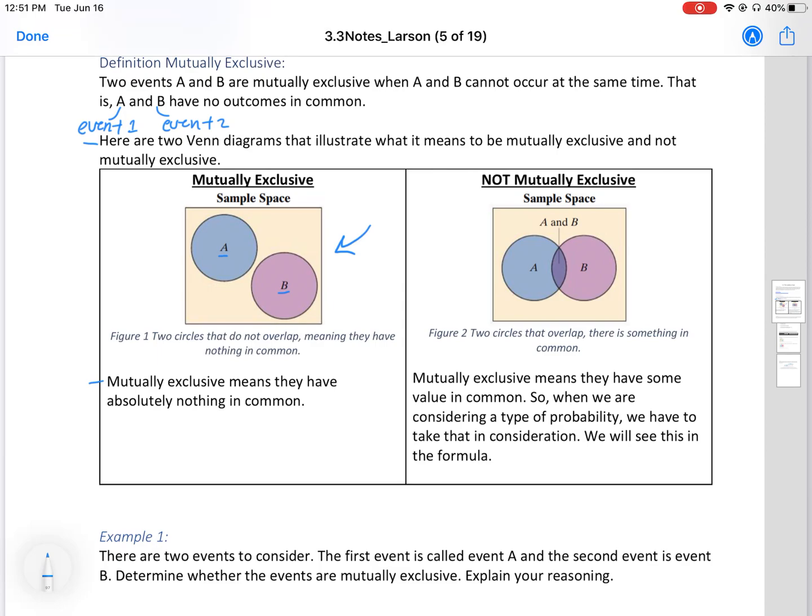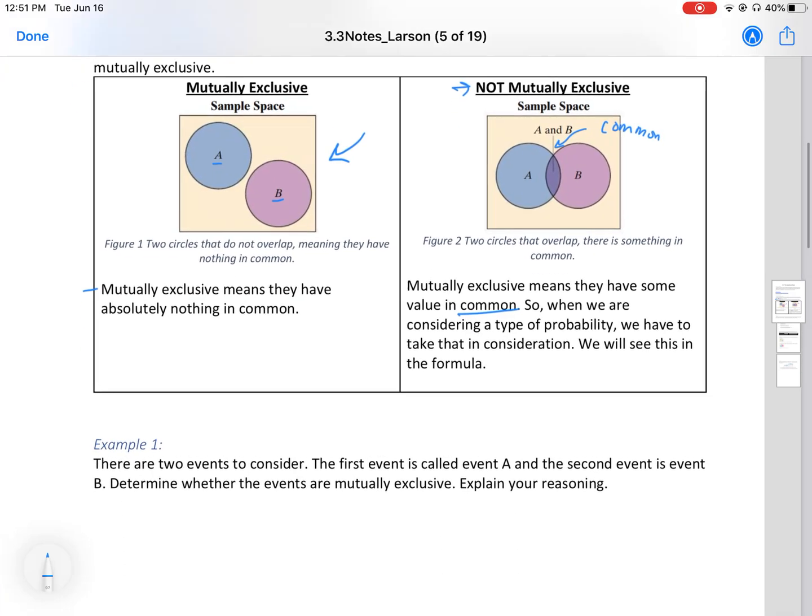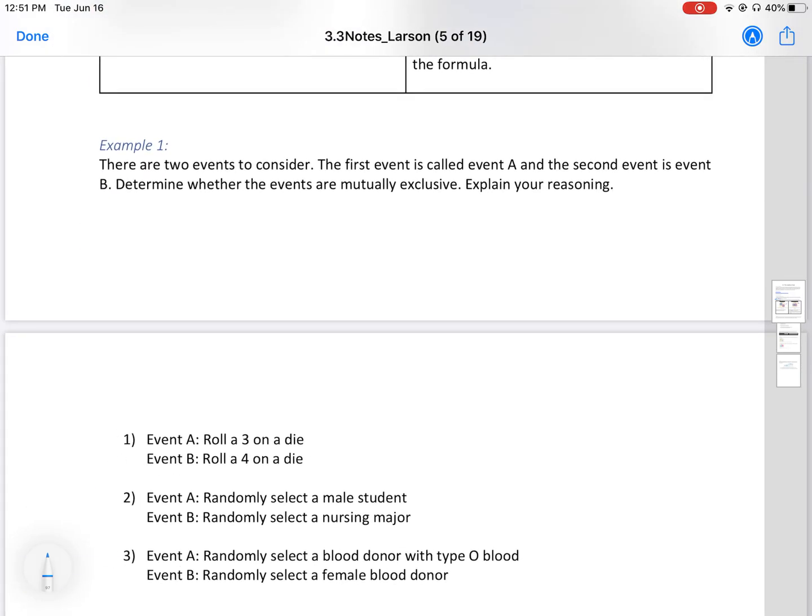In the next box, we have not mutually exclusive. And here we see that we have two pictures and they have some common ground. There's something in common, right? Not mutually exclusive means that they have some value in common. So when we are considering a type of probability, we have to take this into consideration, we will see this in the formula.